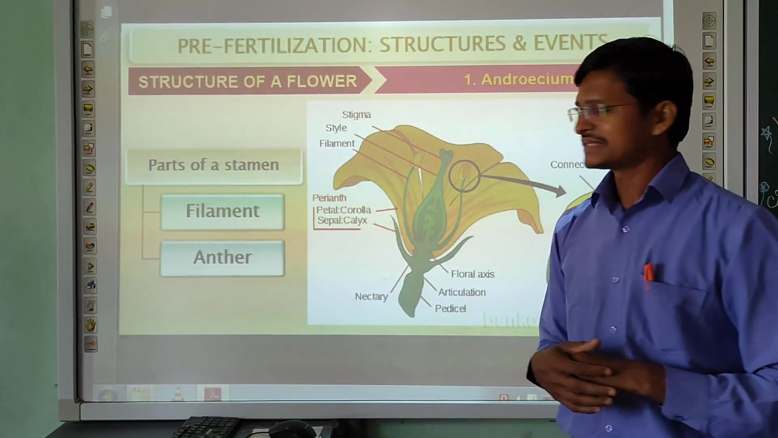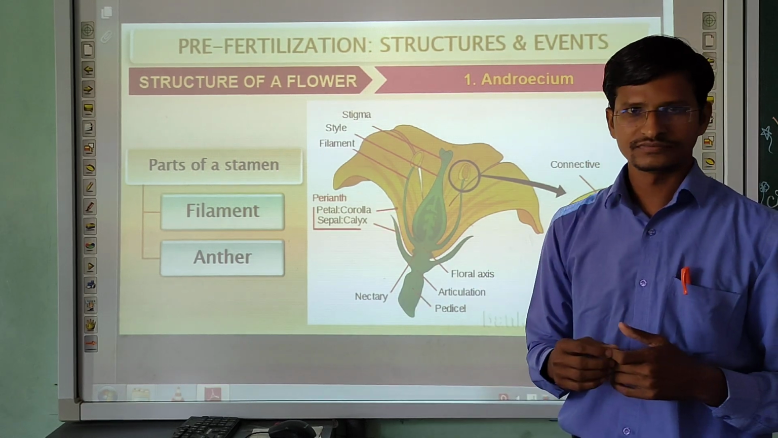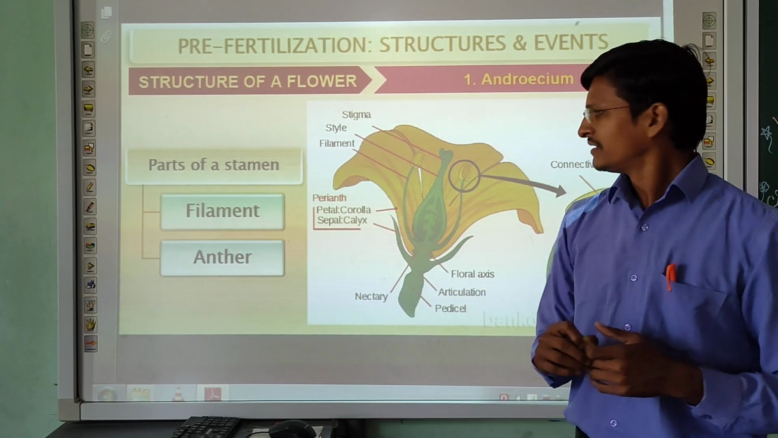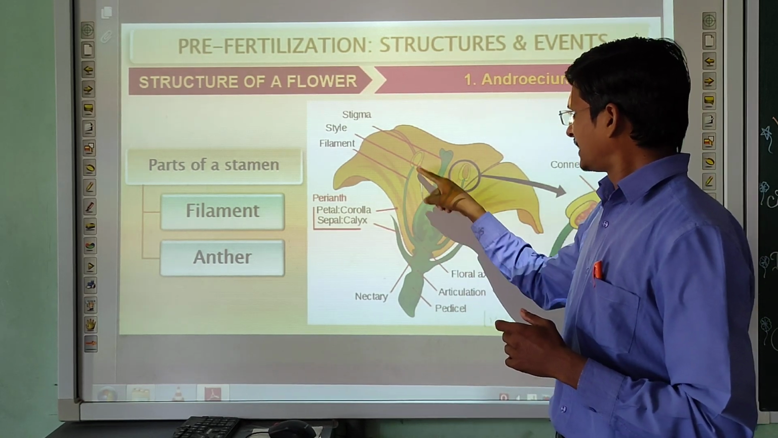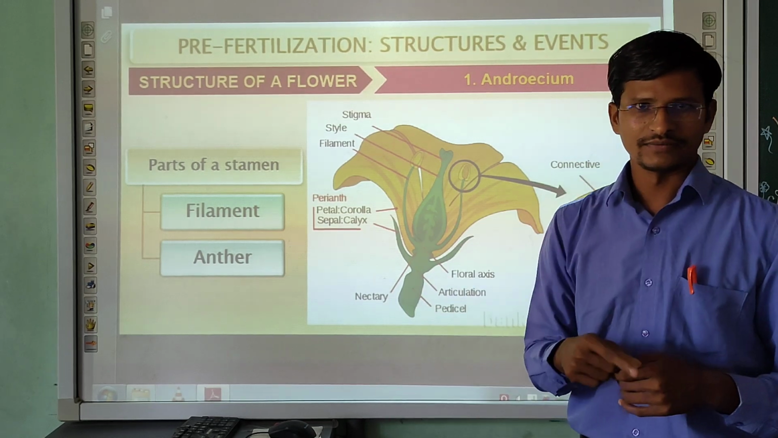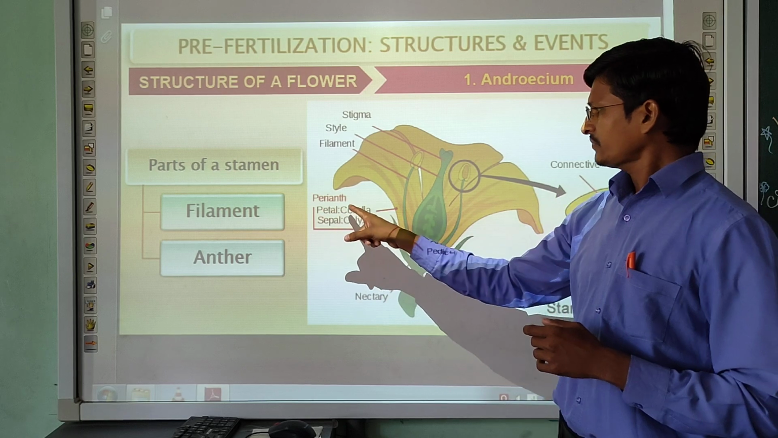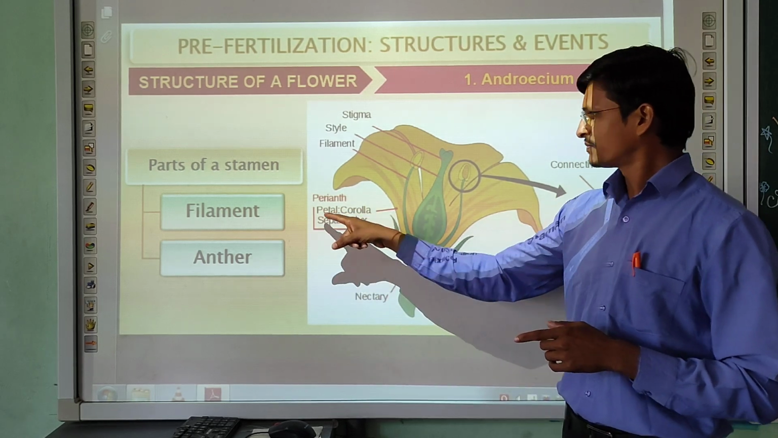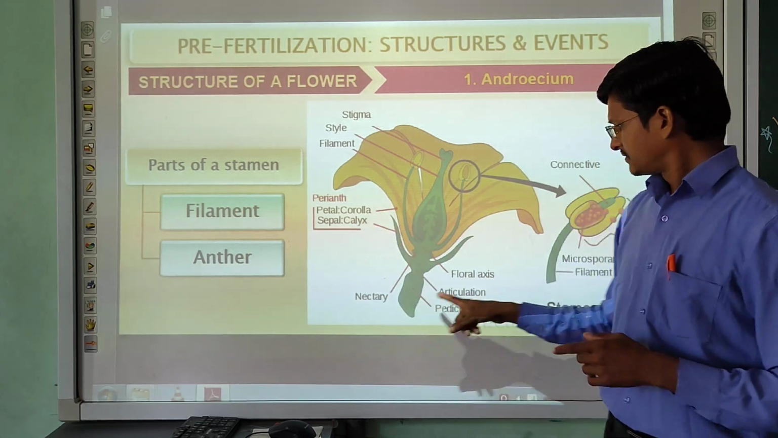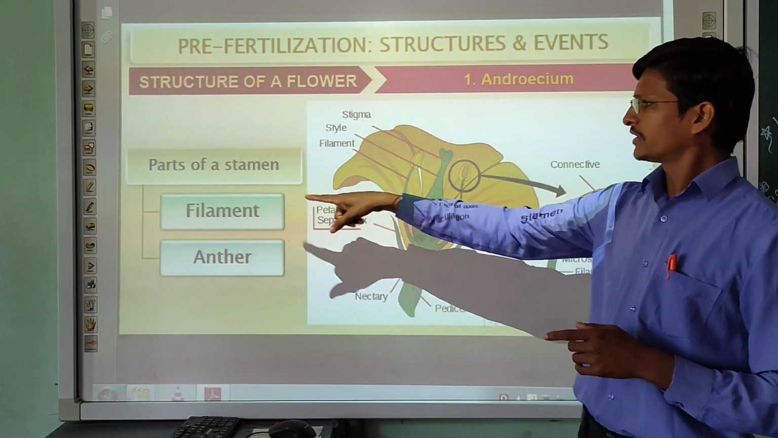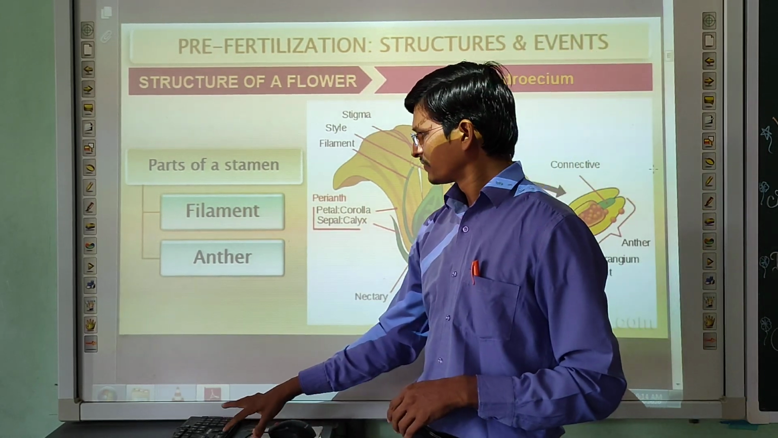Now the parts of the stamen: filament and anther. Here you will see this is the filament and this is the anther, and inside the anther are the pollen grains. Here you will also see the perianth, the petals that make up the corolla, the sepals that make up the calyx, and all the flower parts. The two main parts of the stamen are the filament and the anther.